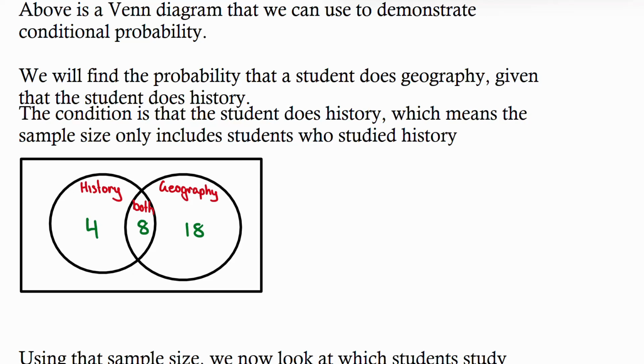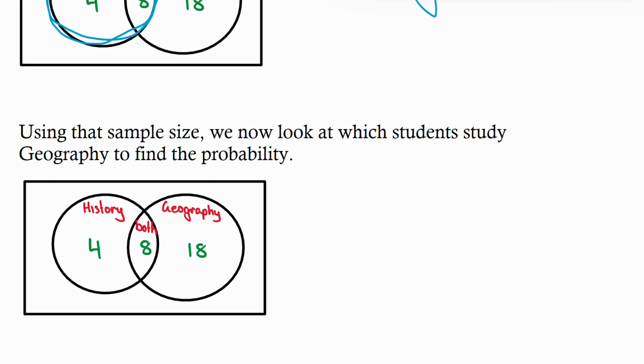That condition is that the student does history, which means the sample size we're only looking at is our students who studied history. So I'm really only looking at this big circle here. That's the circle we're focusing on. We're looking at anything in there. The geography on the right, the 18, we don't need to worry about. We're just focusing on those 12 students who do history. Now, using that big sample size, we look at which of those study geography. Only this part of that big circle studies geography. So 8 study geography from the sample space we're looking at.